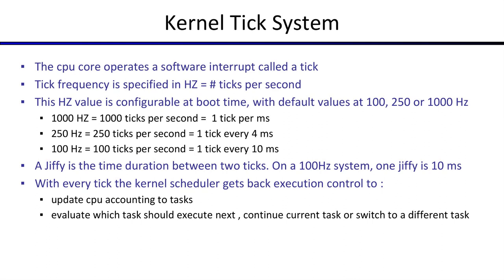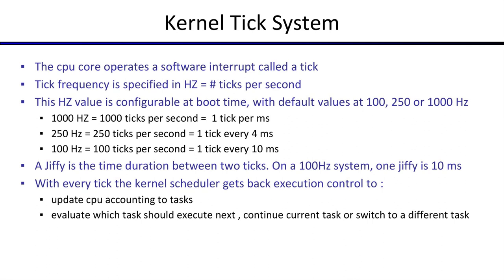The kernel tick system is a software interrupt that's called a tick. The tick frequency is specified in hertz. So the number of times per second that the software timer interrupts, or that the kernel gets back control, is the ticks. The hertz value is configurable at boot time. But generally, the values that are set in Linux systems are 100, 250, or 1,000.